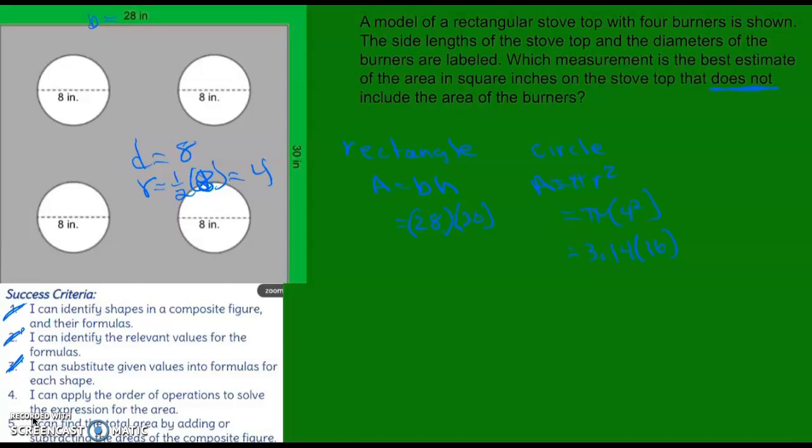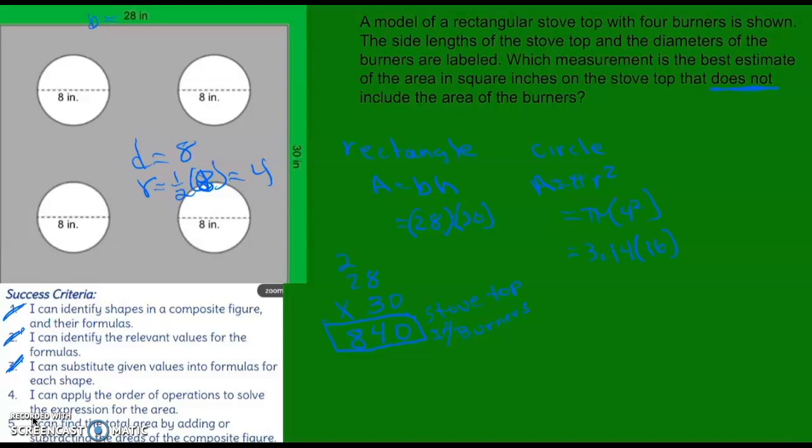So the first one, I'm going to put it right here, which is 28 times 30. Bring down my 0. 3 times 8 is 24. Carry the 2. 3 times 2 is 6, plus 2 is 8. That's 840. So this is the area of the entire stovetop, including the burners. Okay, so now I'm going to figure out the area of one of those burners.